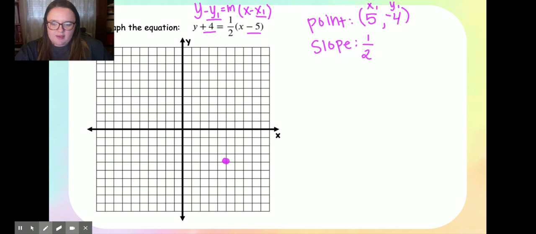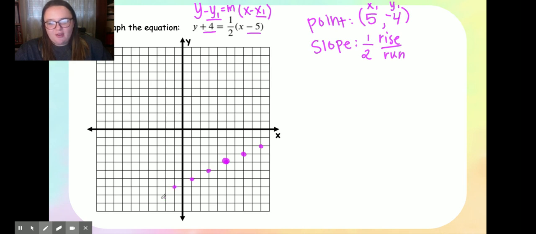There is our point. That is where we have to begin now. Now we use our slope, which is our rise over our run. So we're going to be rising one, running two to the right. It's positive. Rise one, two to the right. And I can't go any more that direction, so I'm going to go the opposite way. Down one, left two. Down one, left two.